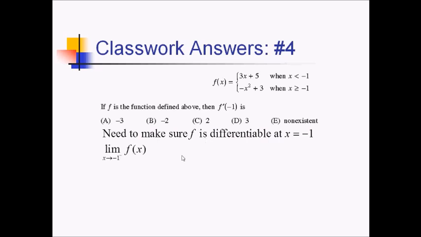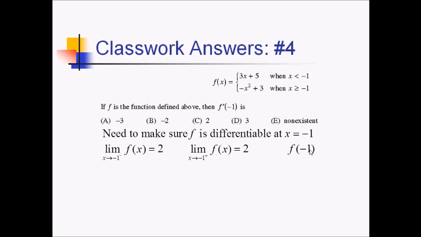Left side limit as x approaches -1. That's using this first rule. That's 3 times -1 plus 5. -3 plus 5 is 2. Next, we have the right side limit. Now we're using this bottom rule. That's -1 squared, so -1, plus 3, which gives us 2.